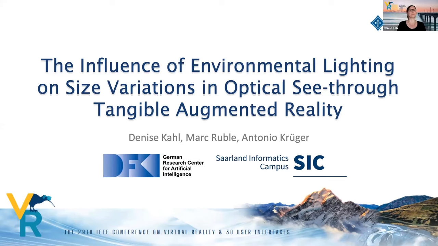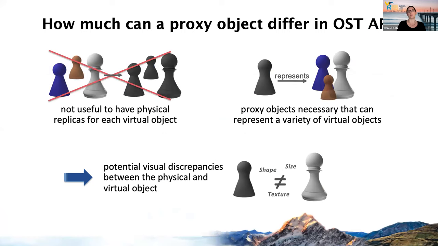Hello. As already said, my name is Denise Kahl, and together with my co-authors Marc Ruble and Antonio Krüger, we investigated the influence of environmental lighting on possible size variations in optical see-through tangible augmented reality. When using physical objects for tangible interaction with their virtual counterparts, the best experience would be achieved when interacting with exact matching physical replicas, but producing and storing this large amount of physical props is not feasible.